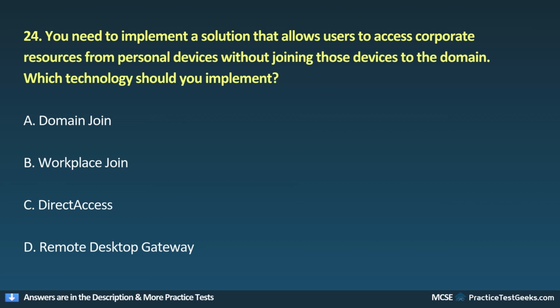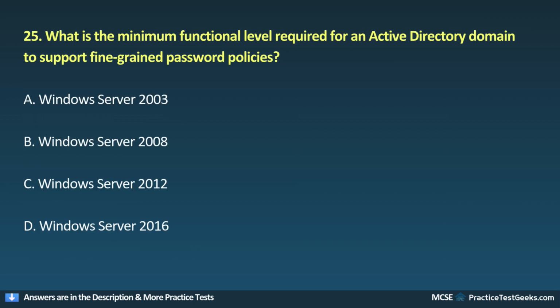24. You need to implement a solution that allows users to access corporate resources from personal devices without joining those devices to the domain. Which technology should you implement? A. Workplace Join. B. Device Access. D. Remote Desktop Gateway.